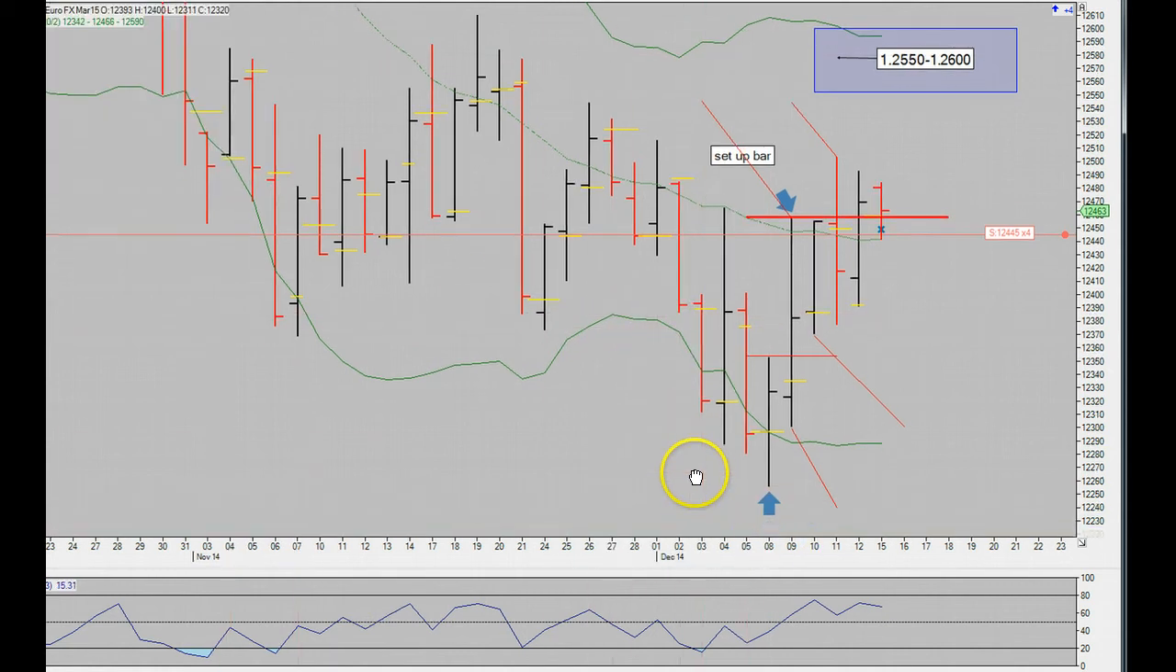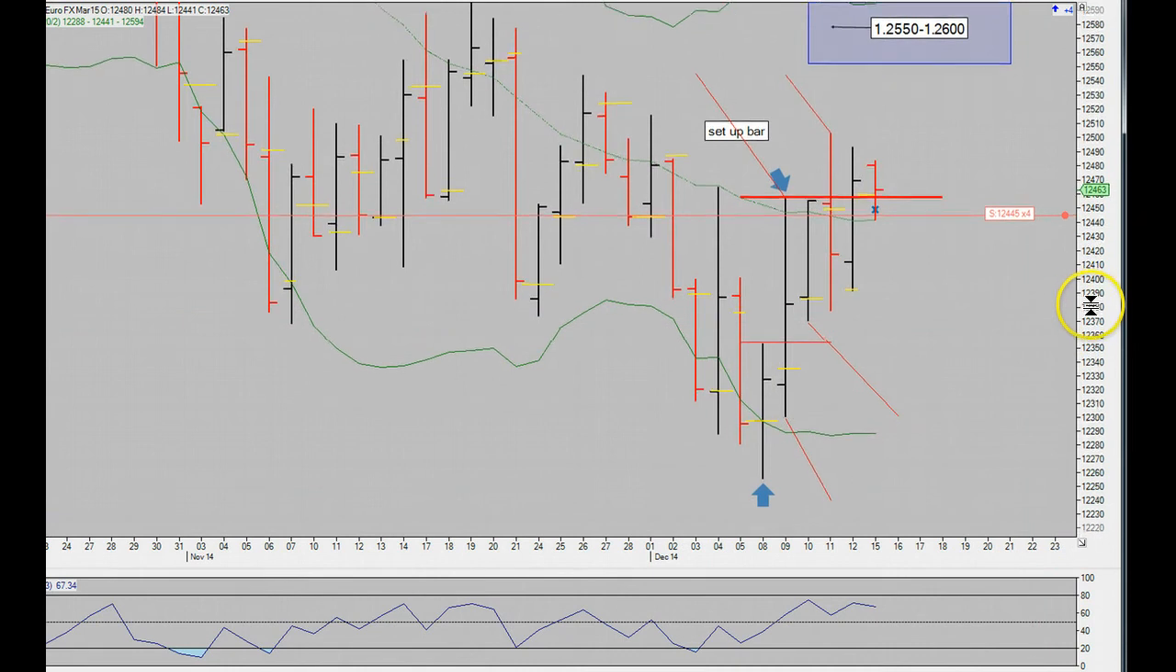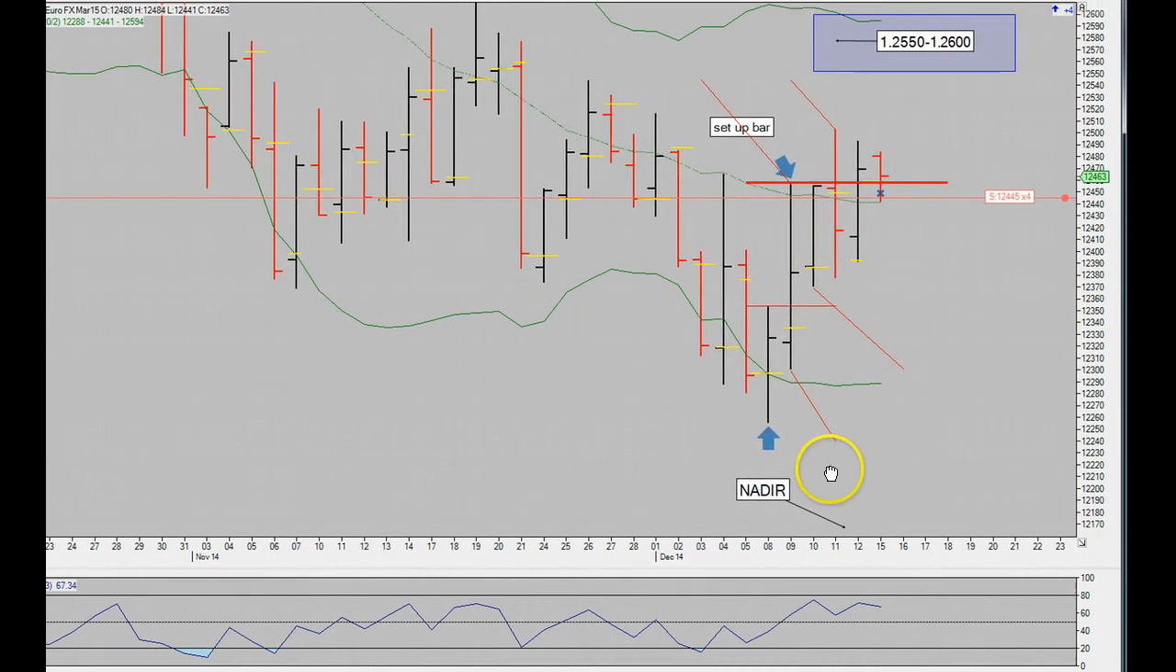But again, let me scrunch this just a little bit. All right, so we've got our nadir bar off here. Tuesday broke the high of the nadir bar. That created our setup bar. Going into Thursday, we broke the high of our setup bar. By definition, we're in an uptrend. We've got two higher highs and two higher lows. So we are on the daily chart by definition in an uptrend. And then we've got support based off of our high on the setup bar.